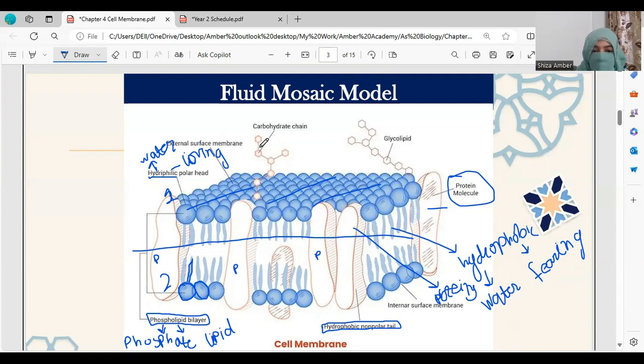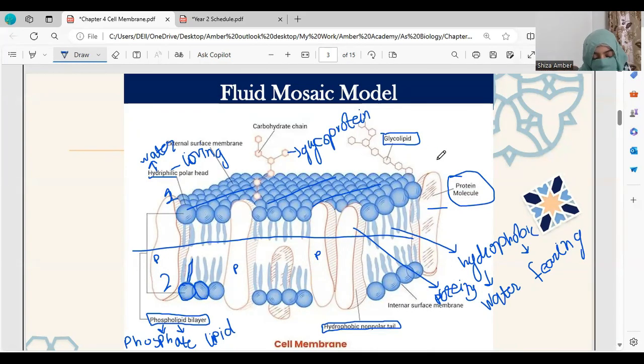Then we have a carbohydrate chain. This is a carbohydrate chain, and this is also a carbohydrate chain. These carbohydrate chains are made up of two things: carbohydrates and lipids. This is why we call it a glycolipid. Another chain is also there, which we can call a glycoprotein. So there are two types of carbohydrate chains present in the fluid mosaic model: glycolipid and glycoprotein. They are made of a combination of two biological molecules: carbohydrate and protein, or carbohydrate and lipid. So we call them glycoprotein and glycolipid.